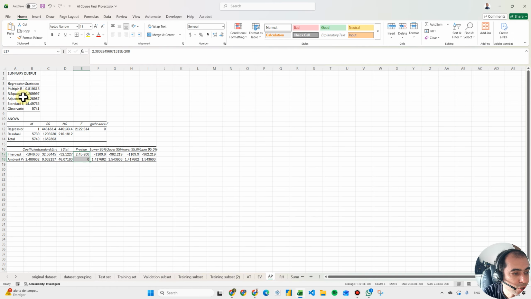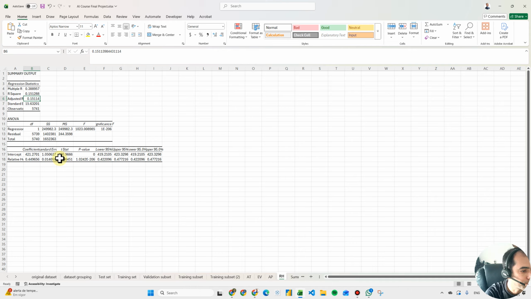For ambient pressure, not so much. We can see the adjusted R squared is 0.26, and for the relative humidity 0.15. They're still significant, but not so much.